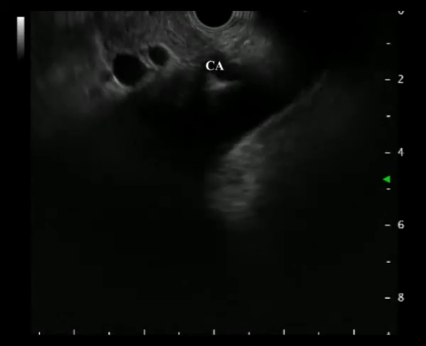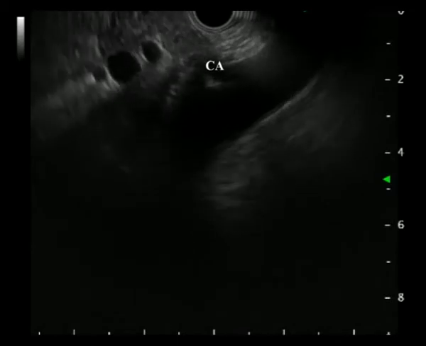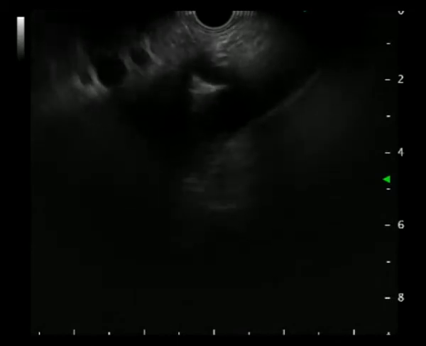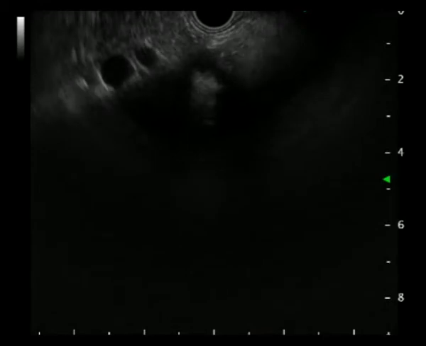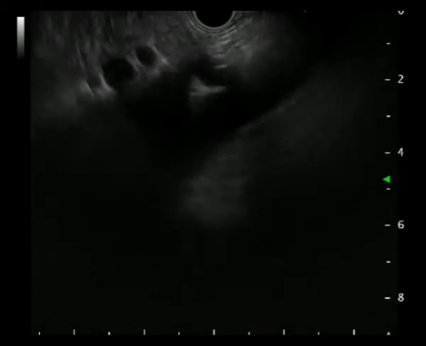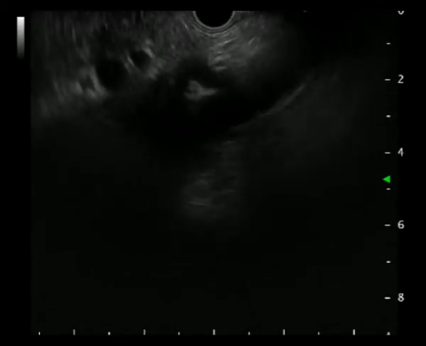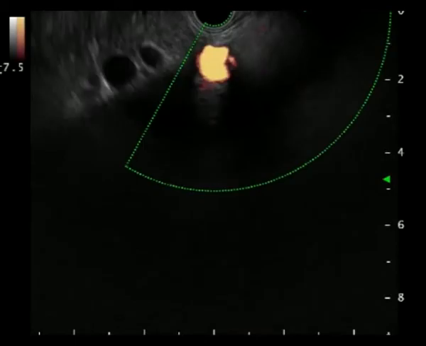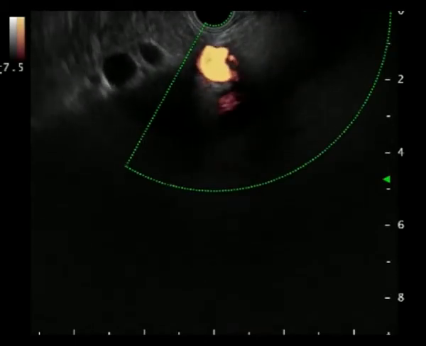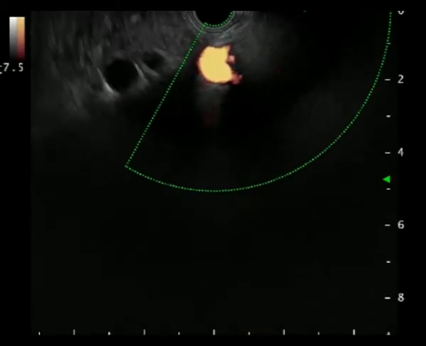In the stomach, the abdominal aorta was easily identified in its long axis view at the right side of the screen. As we traced along the abdominal aorta, we came across its first branch, the celiac artery. Normally, the celiac artery branches from the aorta at an angle of approximately 45 degrees.